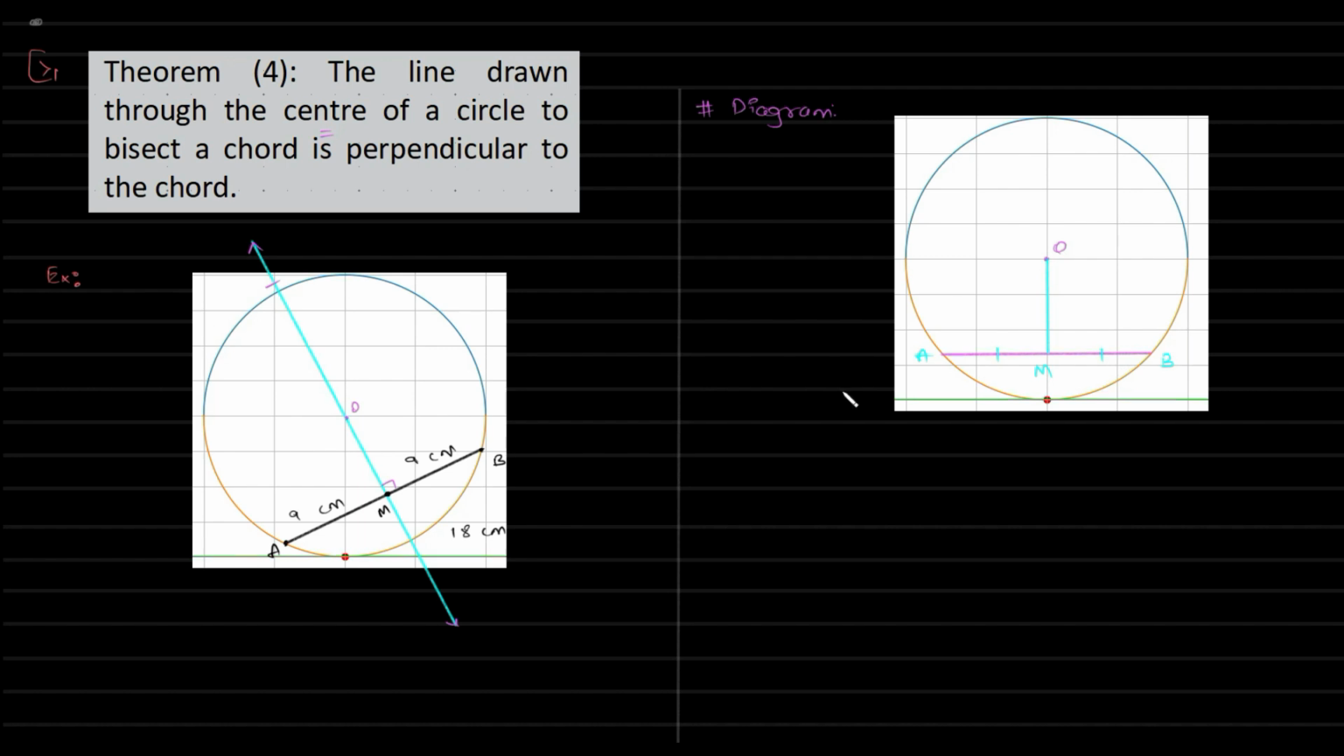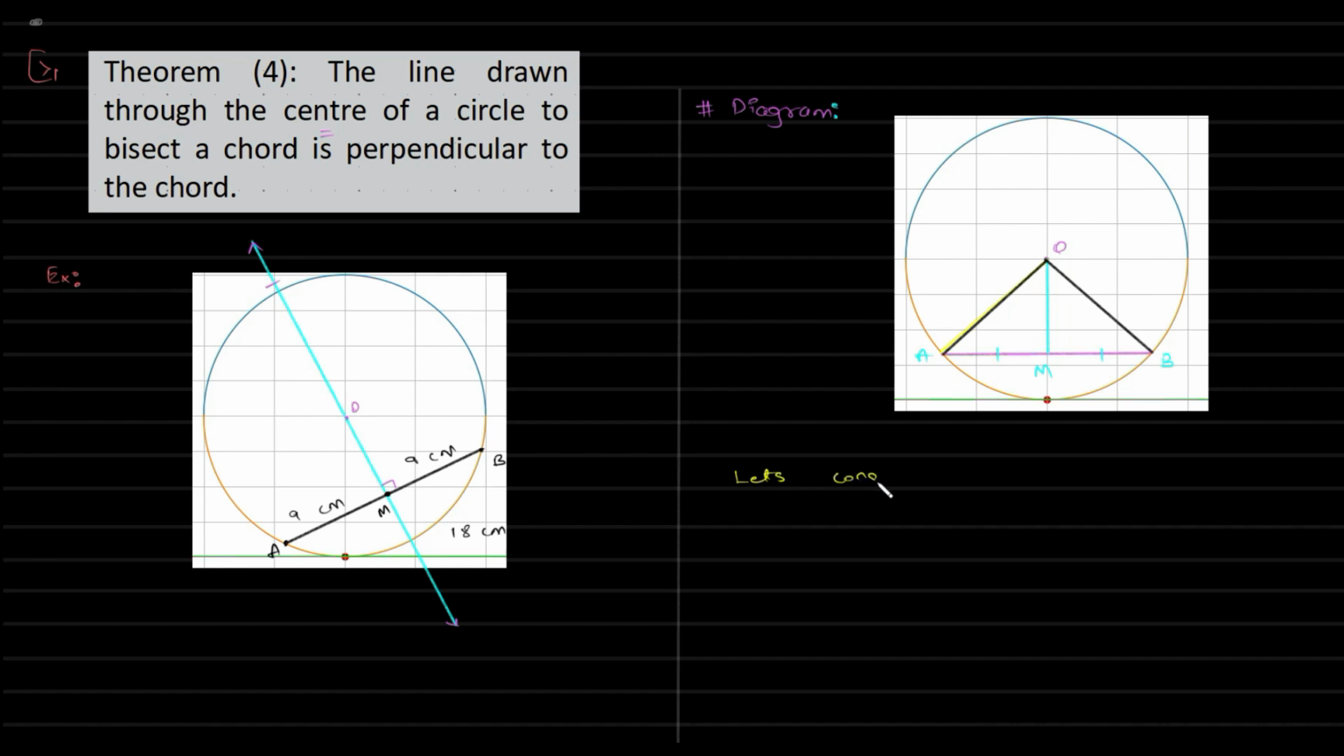Now I would like you guys to think over. Okay, so it's quite simple. All we have to do is prove that these two triangles are congruent. And we are done. So now let's begin by writing down, describing the diagram.